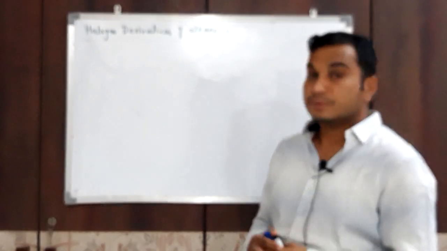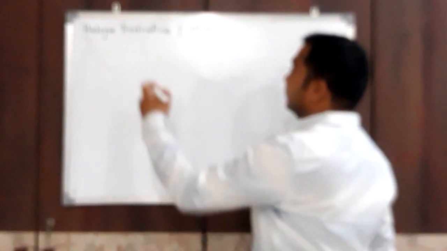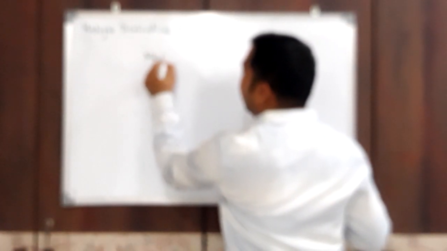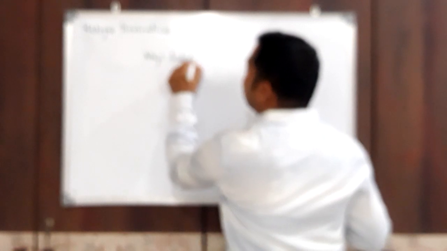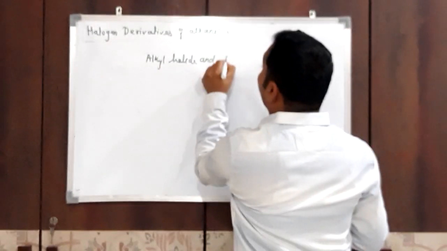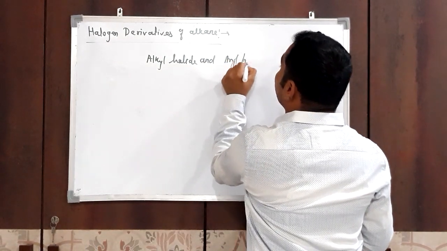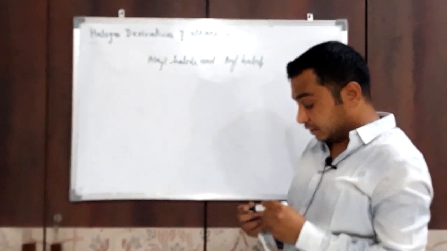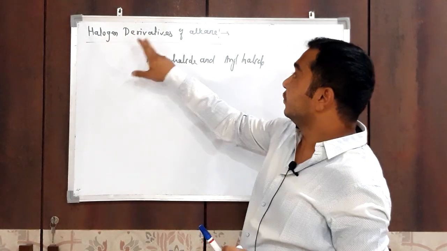From today we are going to start unit one. The unit is alkyl halide and aryl halide. Okay, but before starting alkyl halide, first we will discuss halogen derivative of alkane.